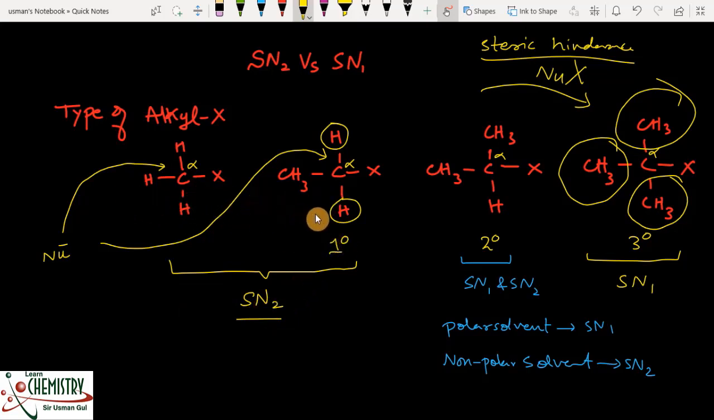So that is the reason we normally get the SN2 reaction mechanism with primary or methyl alkyl halides, and in the case of third degree alkyl halides we mostly get the SN1 reaction mechanism. There is another reason why third degree alkyl halide mostly gives SN1 and primary alkyl halide mostly gives SN2. Let me give you another reason for this.